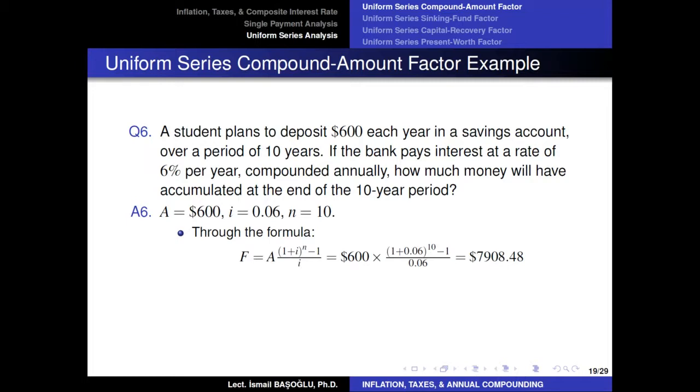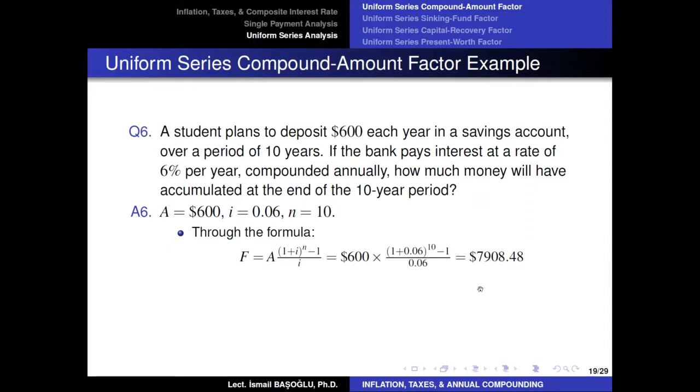Now, the total investment amount by the student is basically $6,000. However, through the years, every installment is going to be compounded with an interest rate of 6%. At the end of 10 years, the student is going to have more money than he has invested.